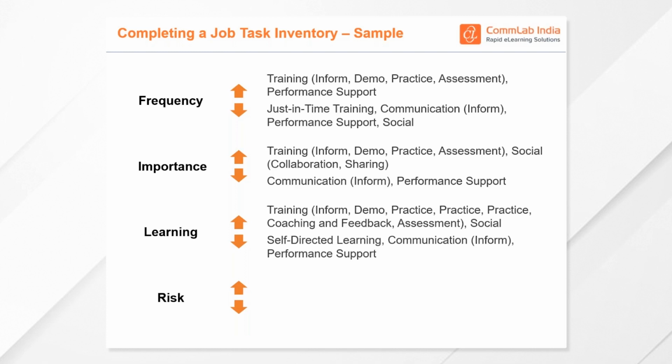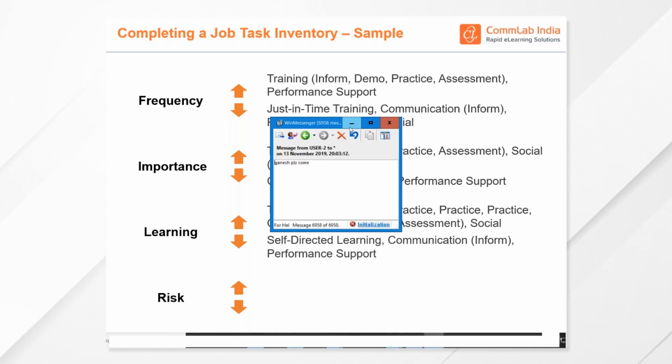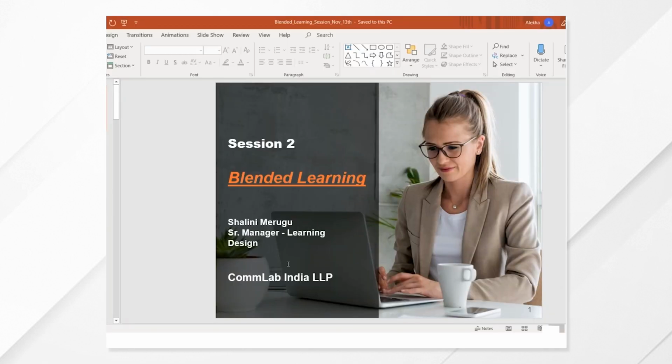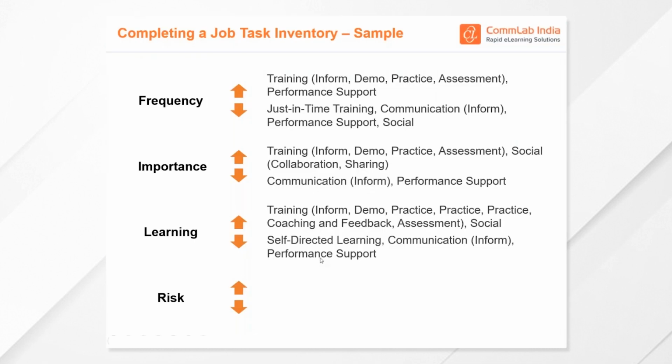If it's not at all frequent, you could probably just give them performance support or some resources which they can access at their point of need and so on. The other parameter is how important the task is. If it's very important, full-fledged formal training is the best way to do it. And if it is not that important, then once again, you could just send information through an email or offer performance support.